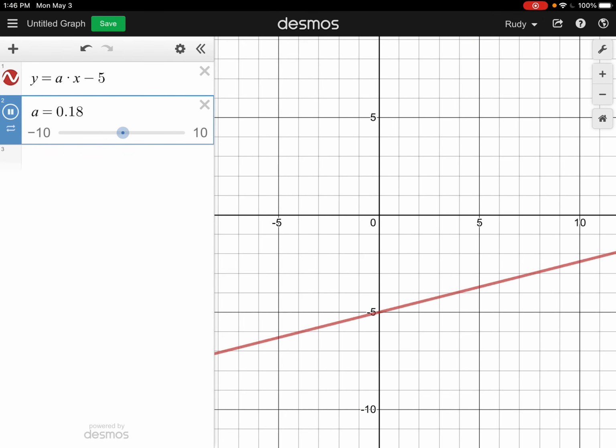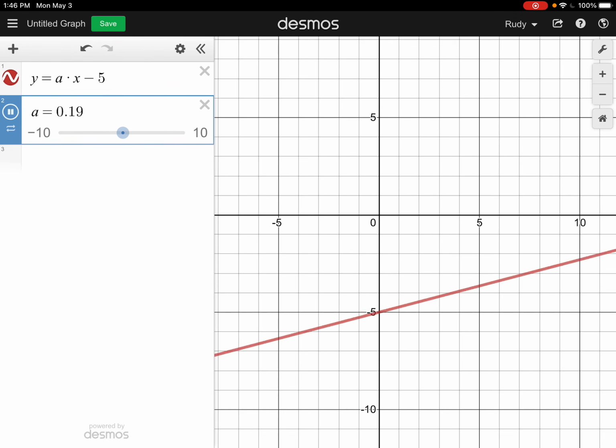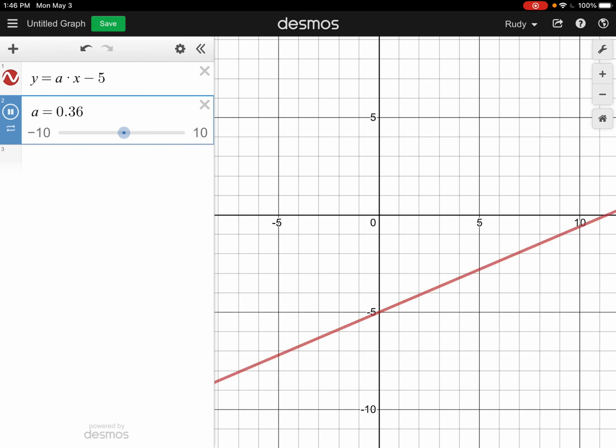So even though the slope is constantly changing for this linear function, what's remaining constant, what's not changing, is the y-intercept, which makes complete sense, because if you look at the equation, that minus 5 has nothing to do with the a. The a is the coefficient of x, so the slope is constantly changing, but the y-intercept is not.